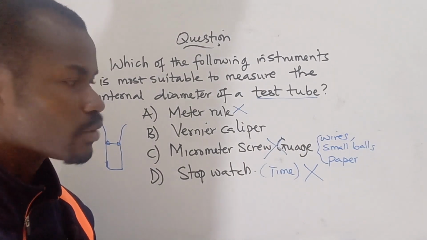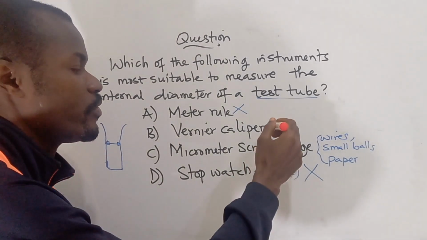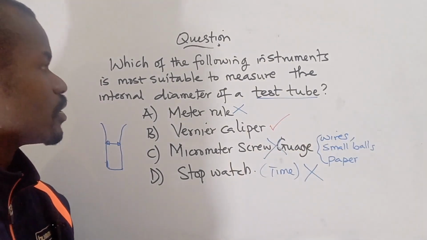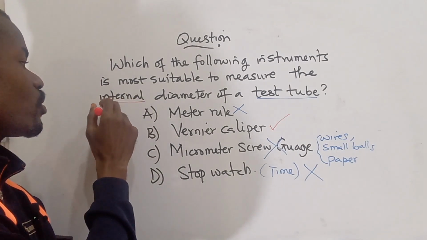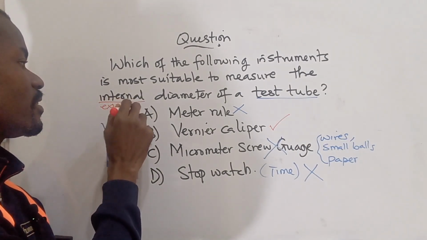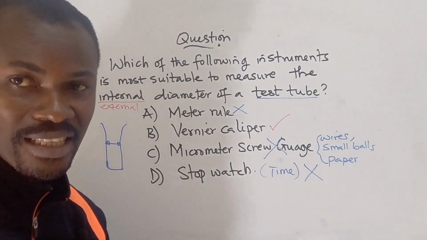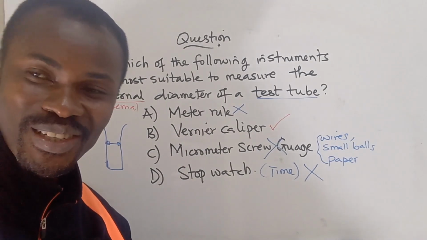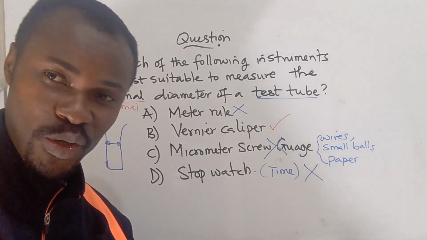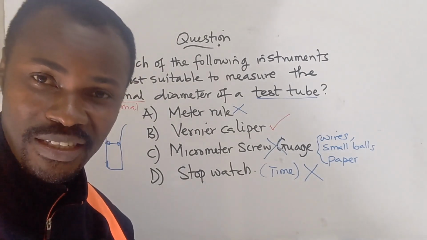So the correct answer to this problem is your vernier caliper, because it can measure both the internal and external diameter of a test tube. Alright, so that ends this series, this introduction to the measurements of physics.